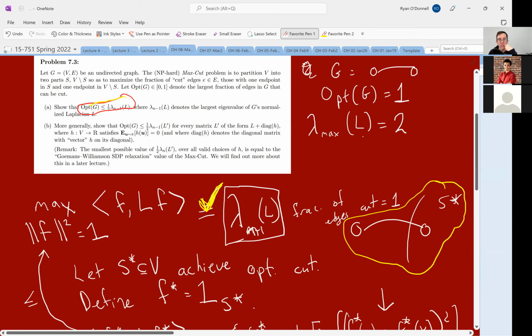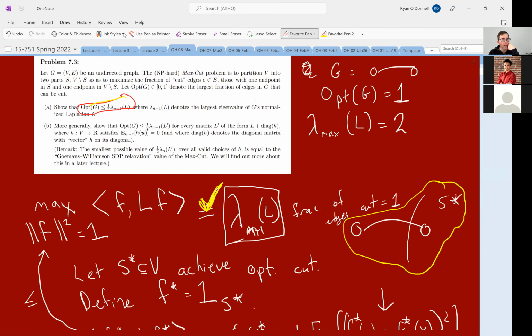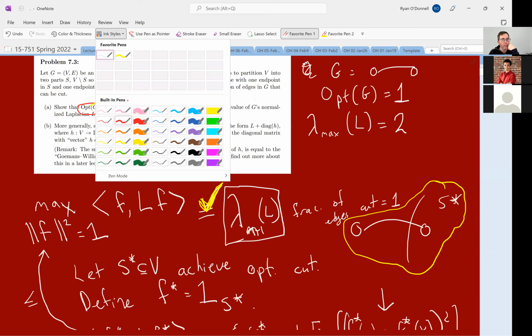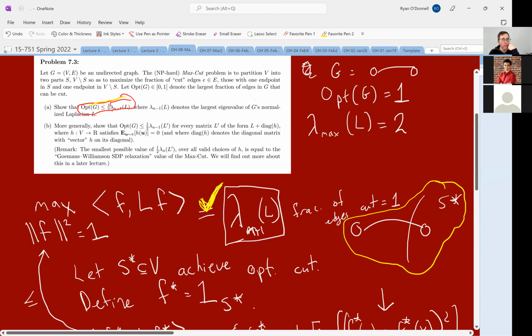Yeah, for bipartite graphs, the maximum eigenvalue is 2. So in this case it exactly checks out, in the sense that the largest eigenvalue here is 2, and times a half gives you 1, and that is indeed the opt. So this is an example where the inequality that we're trying to prove is exactly optimal, tight.